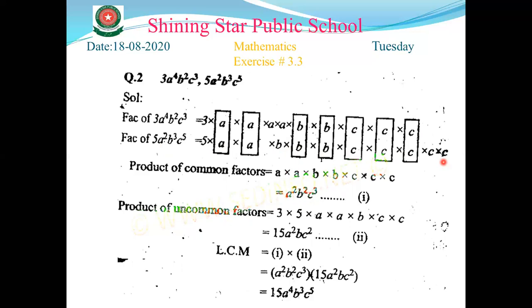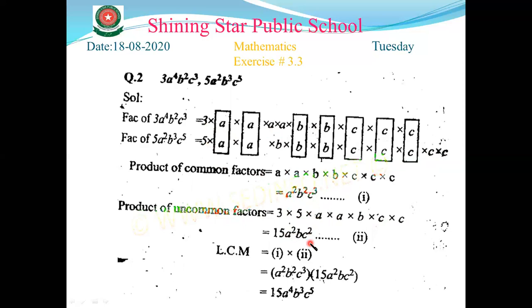Now let's check the common factors. Common is a, a, b, b, c, c, c. So these are the common factors. We can multiply them: a square, b square, c cube. Now let's check the uncommon factors. The uncommon factor from the first term is 3 and a, so we write 3a. From the second term, 5 b c c. 3 multiplied by 5 is 15. a multiplied by a square, and b, c multiplied by c, c square.